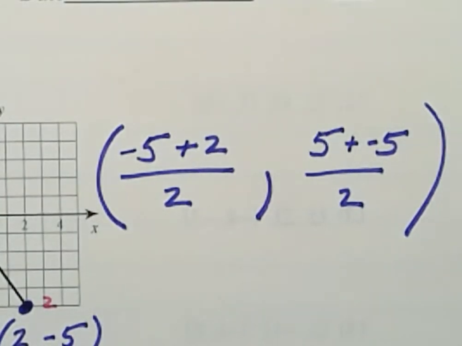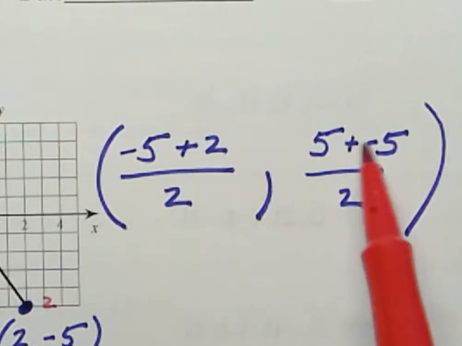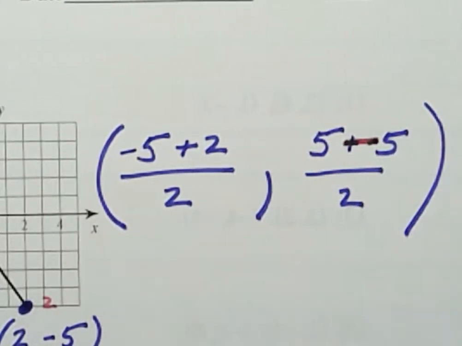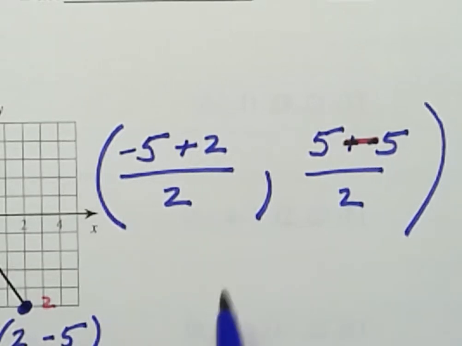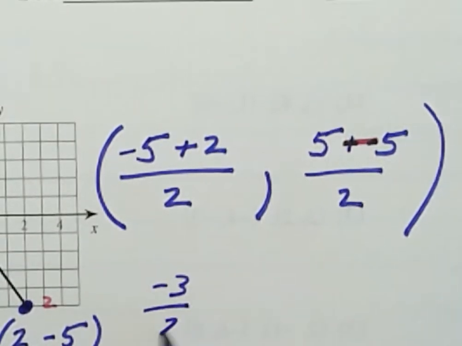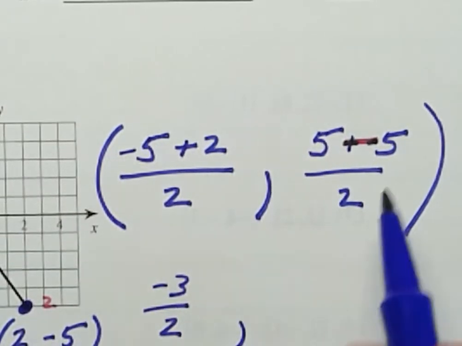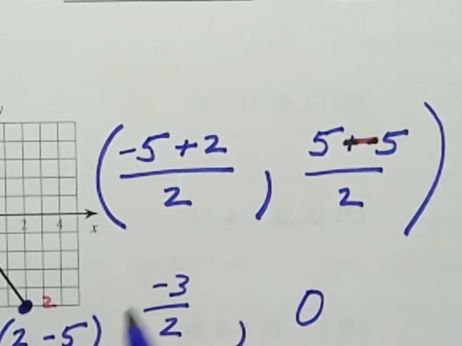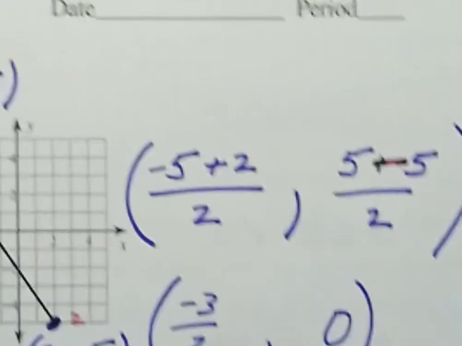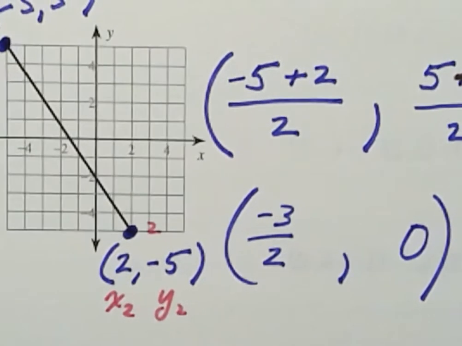Okay? Well, of course, adding a negative is just like subtracting, so this is really just 5 minus 5. So let's do the math here. -5 plus 2 is -3, so that's going to be -3 over 2, comma, 5 minus 5 is 0, and 0 divided by 2 is just 0. So there's our midpoint. So let's see if that actually makes sense now.